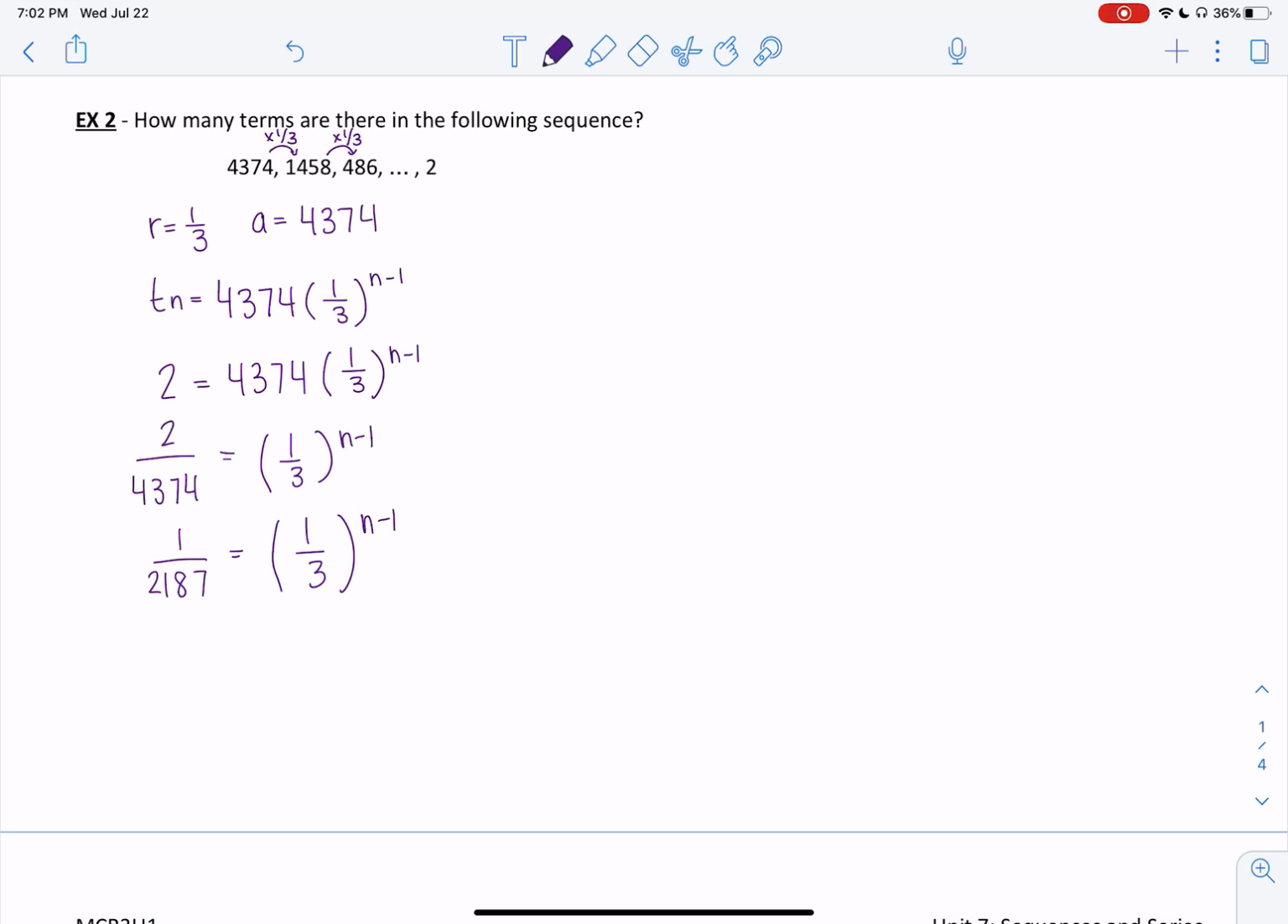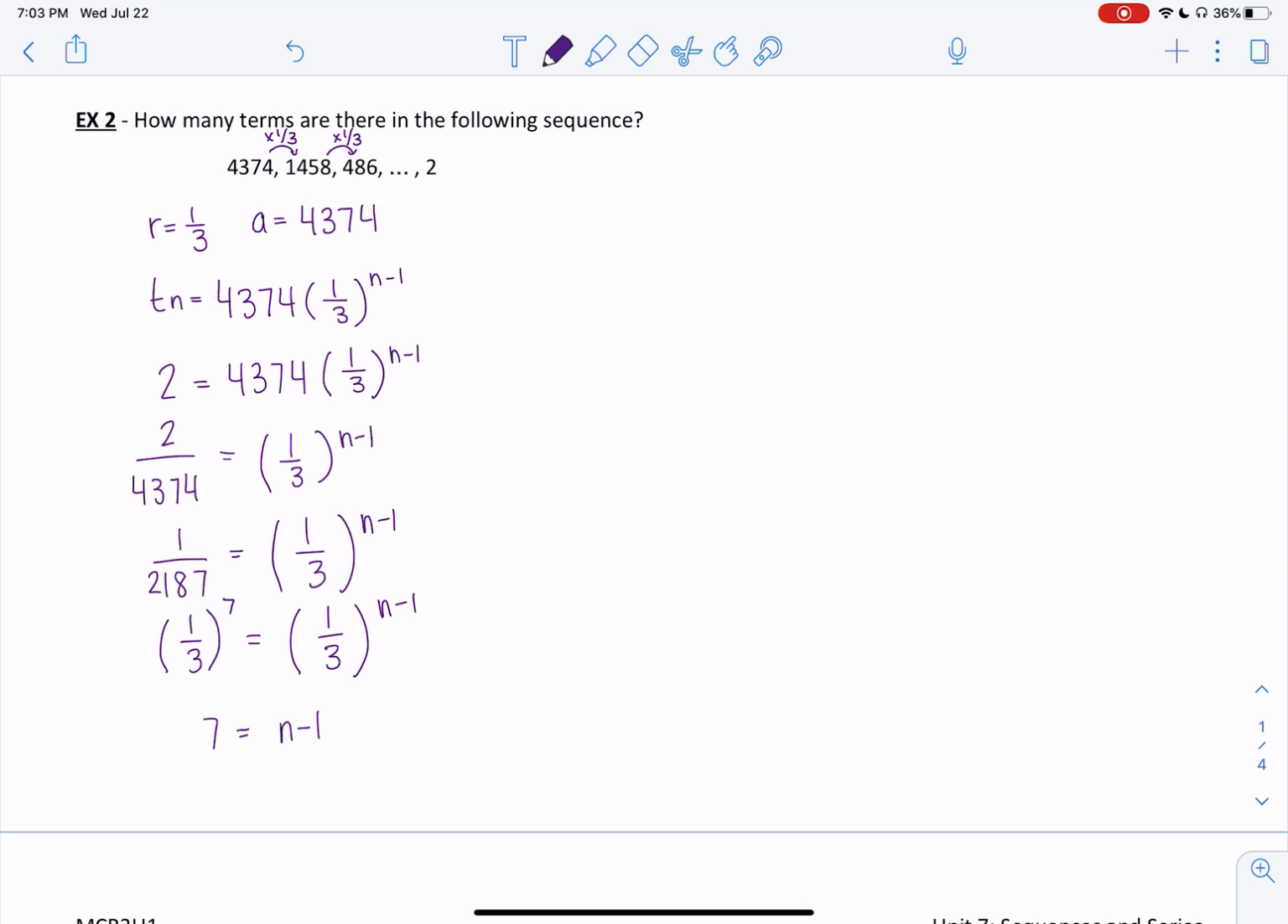So 3 to the power of 5 gives me 243, which is too small. 3 to the power of 6 gives me 729, still too small, but we're getting there. 3 to the power of 7 gives me 2,187, which is exactly what I want. So 1 over 2,187 is the exact same as 1/3 all to the power of 7, and that equals 1/3 to the power of n minus 1. So the only way for these two to possibly be equal is for my exponents to be the same. So 7 must be equal to n minus 1.